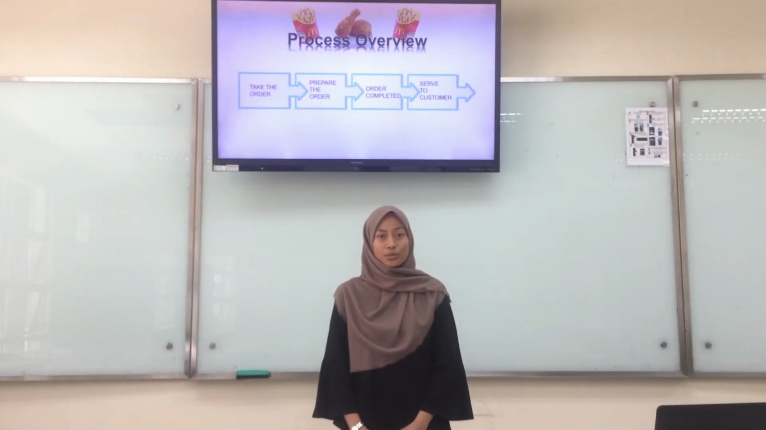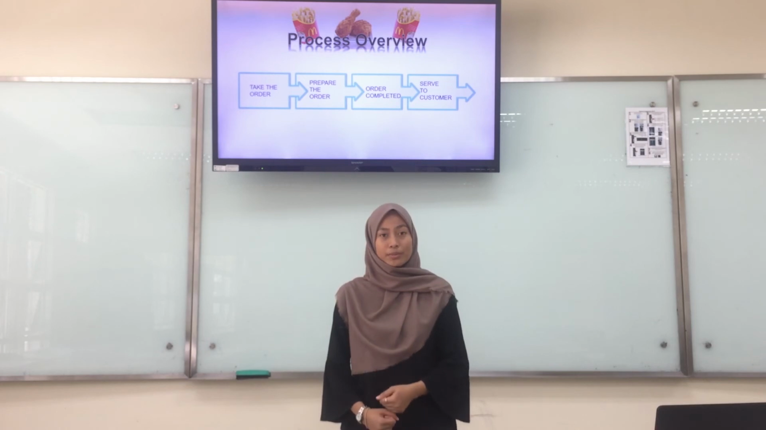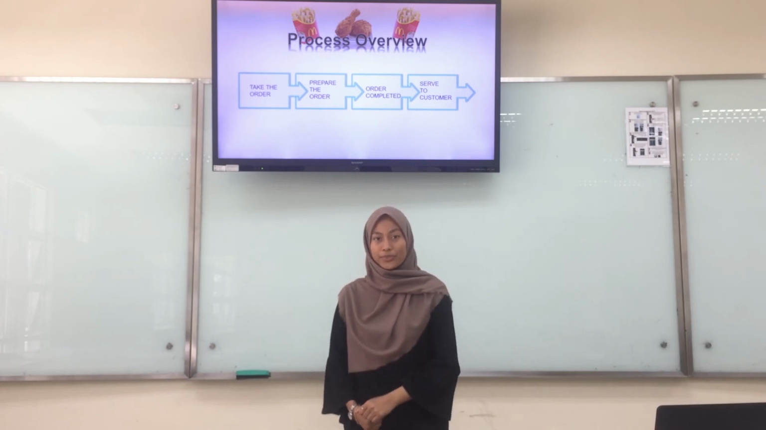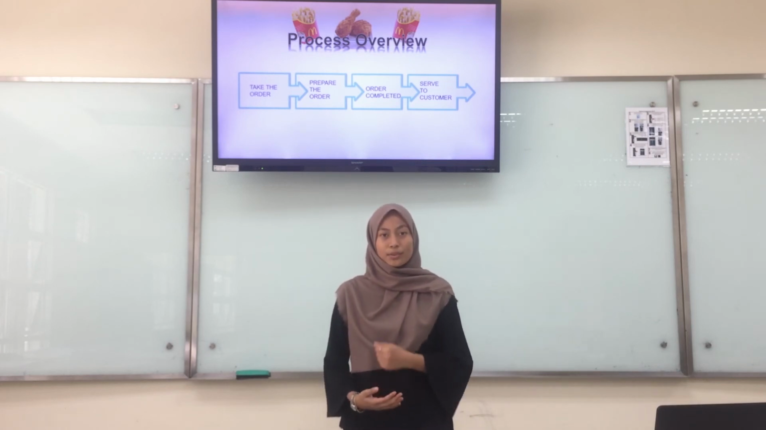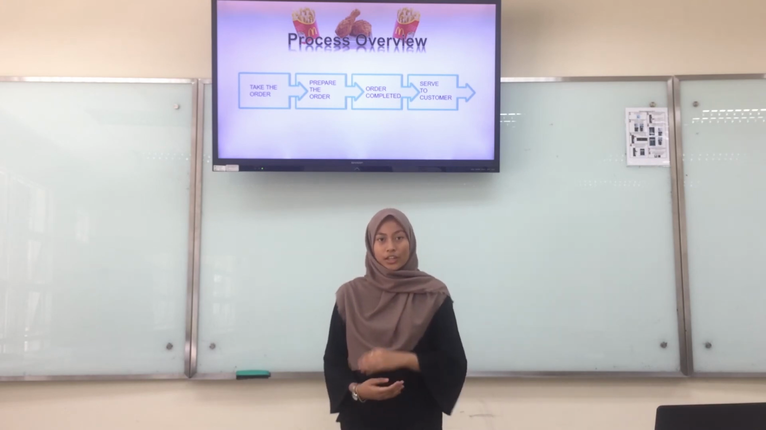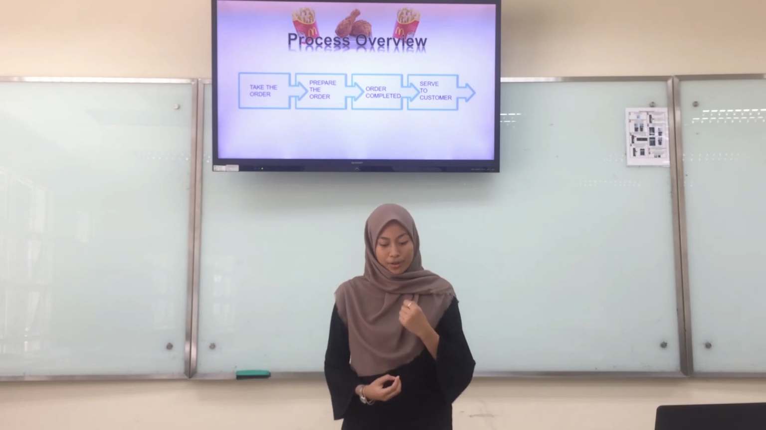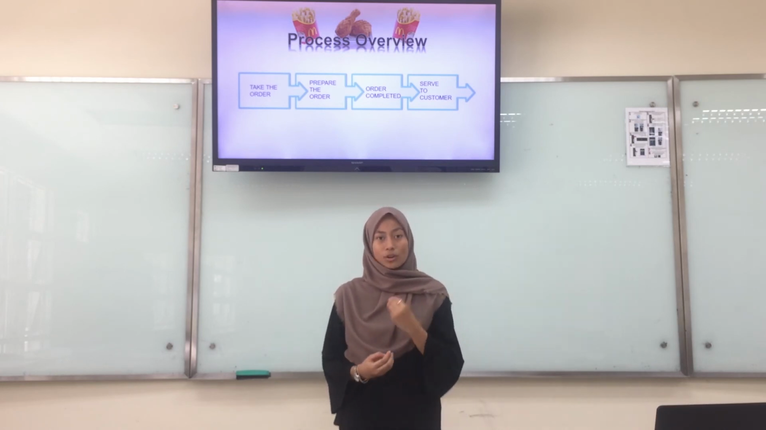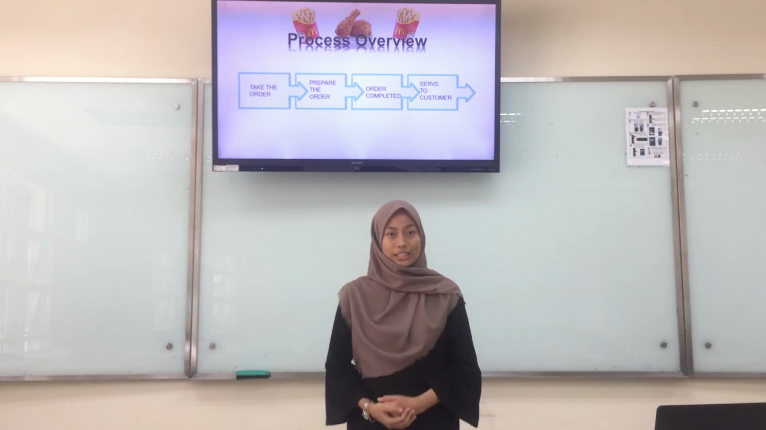So I will continue with the process overview of the implementation of JIT in McDonald's. Firstly, the customer will place the order. For example, the customer orders a McChicken. After that, the worker will prepare the order. And when the order is completed, the worker will serve it to the customer. Then finally, the customer will enjoy the order.